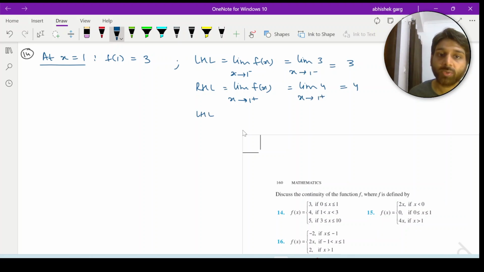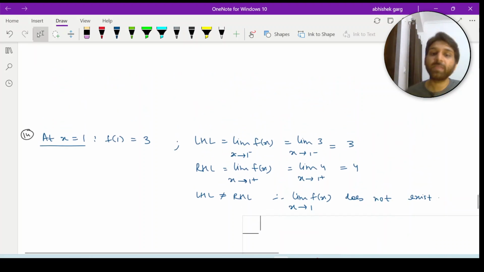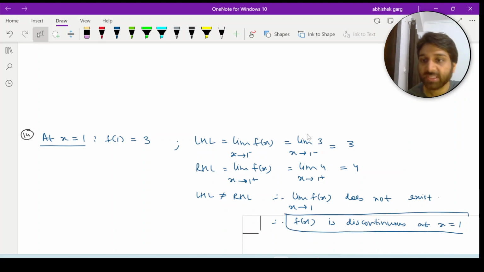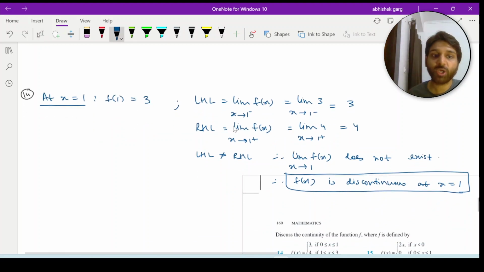Now LHL is not equal to RHL, which means that the limit does not exist. Limit f(x) as x tends to 1 does not exist. And if the limit does not exist, it simply means that the function is discontinuous. The function is discontinuous at which point? At x is equal to 1. The function is discontinuous at x equal to 1. So these are the steps that you need to perform for every value of x where you want to check the continuity of the function.